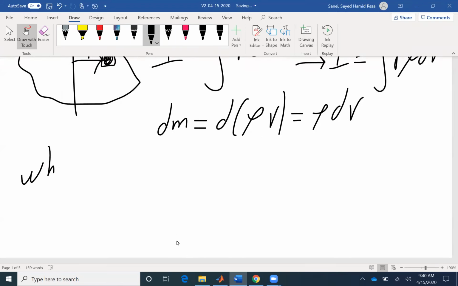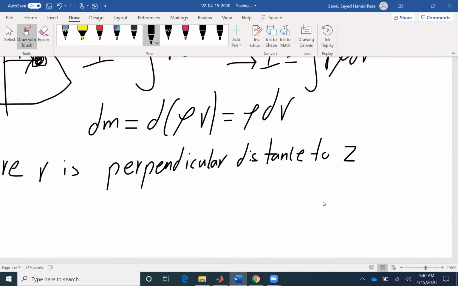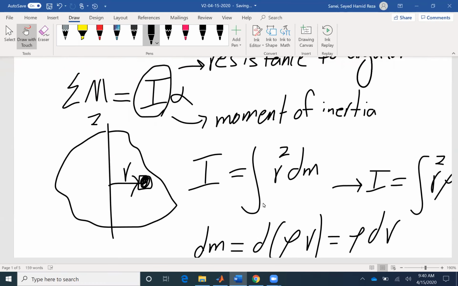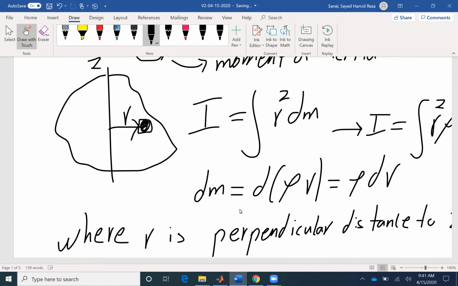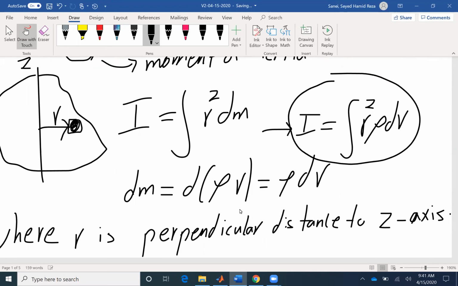where r is the perpendicular distance to the z-axis, or the axis of interest. If you're finding your moment of inertia about the z-axis, r would be the distance to the z-axis, and it's a perpendicular distance, similar to the moment equation. So we deal with this r squared rho dV, or in general r squared dm.